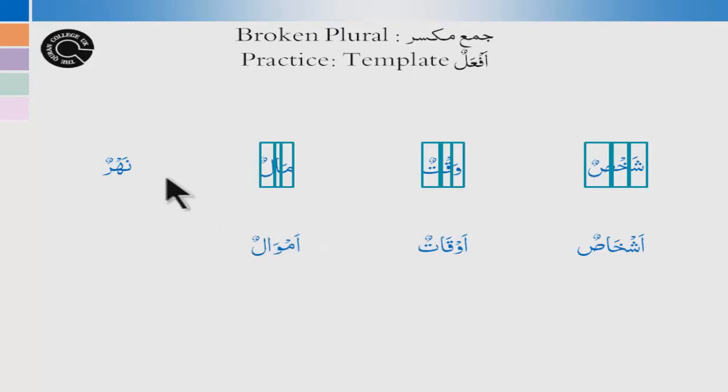And the last one is break it down into nun, ha and ra, and that would replace that one here, and that would be anharun, and it's the complete word as anharun. So that's how you make the broken plural out of any word, break it down into root letters, and then put those root letters into the template, and you are ready to go.